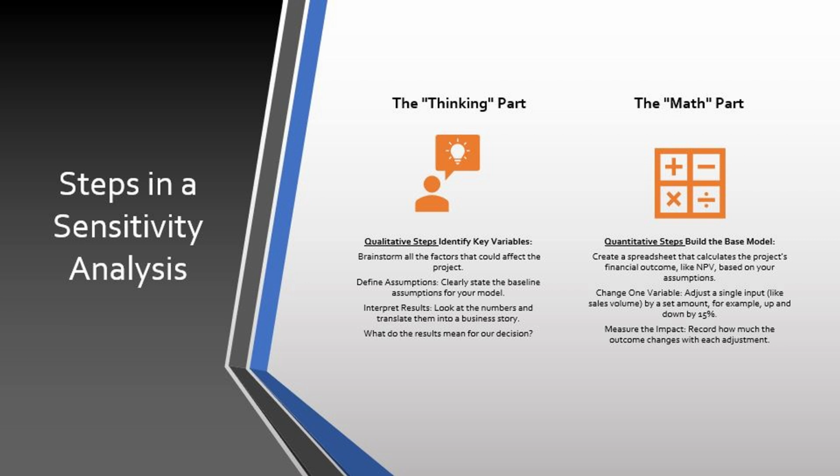The quantitative or math part is where we build the spreadsheet model. We calculate our base case financial outcome, like a net present value. Then we adjust one input at a time, holding all others constant, and we record how much the final result changes. The process clearly shows which variables are the most sensitive.